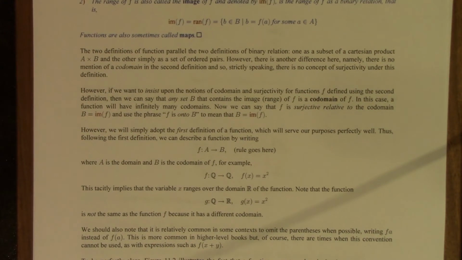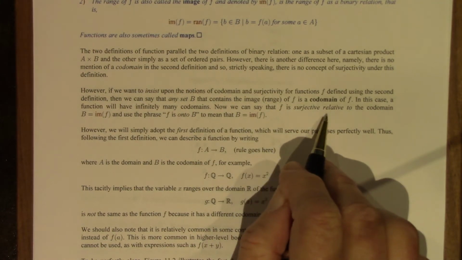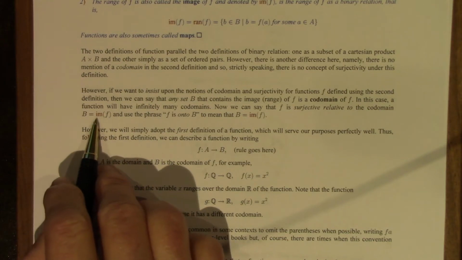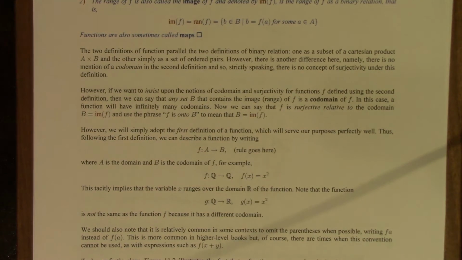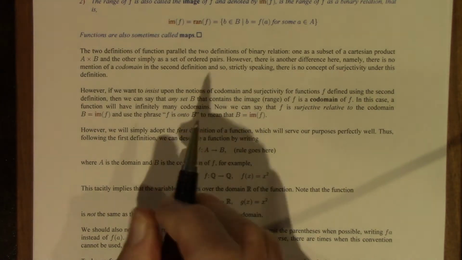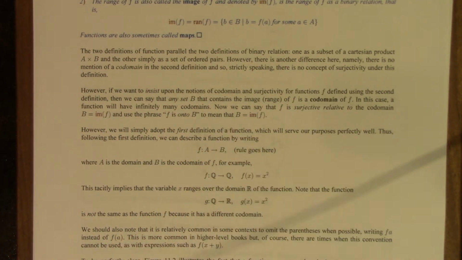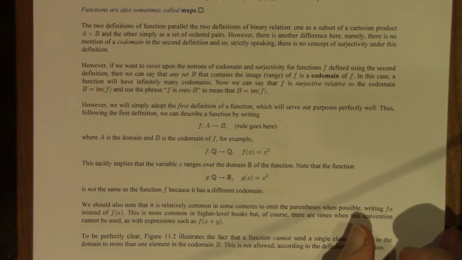It works. Then we can say that f is surjective relative to the specific codomain, which is the image of f. And so for some choice of codomains, the function is surjective, and for other choices it's not surjective. We can also say f is onto B to mean that B is the image of f. So that's the alternative. I've seen that in various places, and it does work.